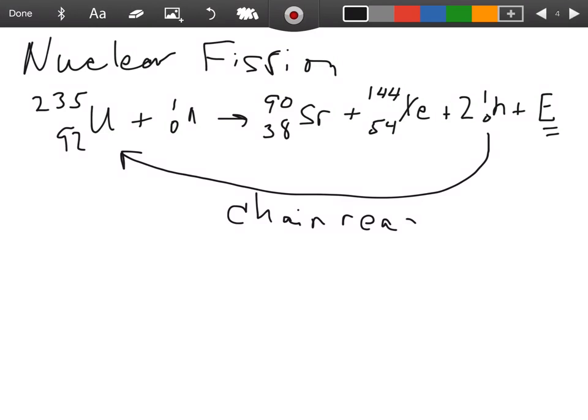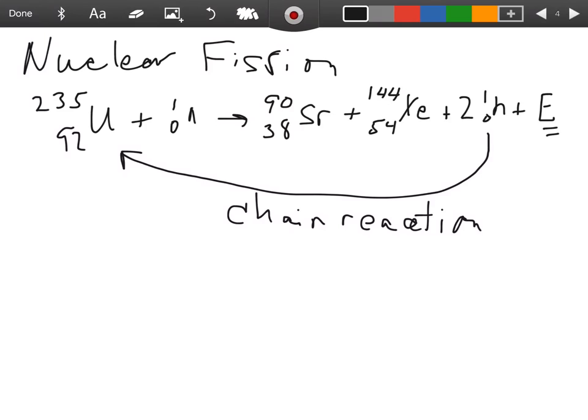A chain reaction is what you would get if you were to have an explosion. So that's not what we want to do. In order for that chain reaction to occur, you have to have a critical mass of uranium-235. The critical mass is the amount of material that's necessary for a chain reaction to occur.